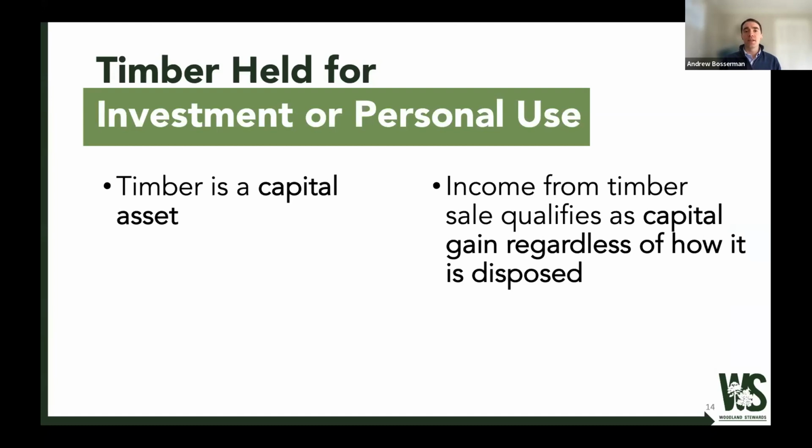So first, let's look for timber held for investment or personal use. This doesn't mean you're in an active trade or business. Timber is going to be considered a capital asset, and that income from a timber sale is going to be a capital gain regardless of how you dispose of it. So this is pretty easy. If you hold your timber for investment or personal use, then it's always going to be a capital gain. That's pretty straightforward. We'll talk more about how you might have to report it, which will be important.